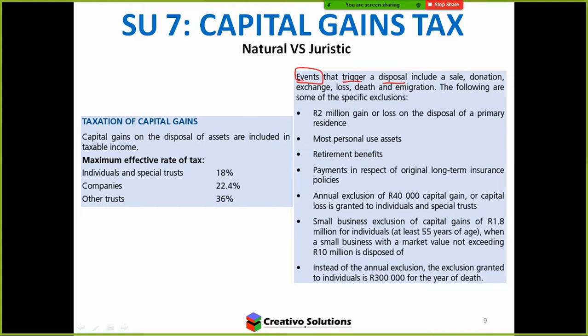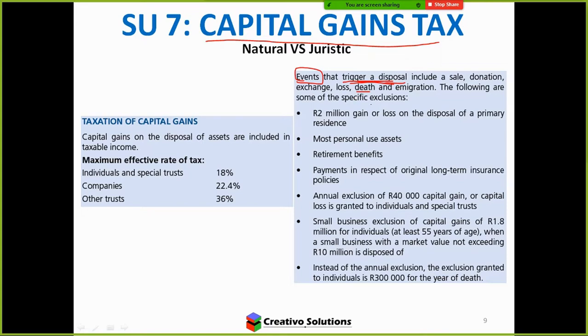Something else to consider if you're looking at an individual: certain events can trigger a disposal. If you sell something, even if you donate something, if there's an exchange, if there's a loss, if there's a death, or if there's immigration, those events will trigger CGT. It'll trigger a disposal. So if you die and you leave your assets to your kids or your loved ones, your spouse, whoever, that death would trigger CGT. And obviously you would have to follow the capital gains tax legislation.